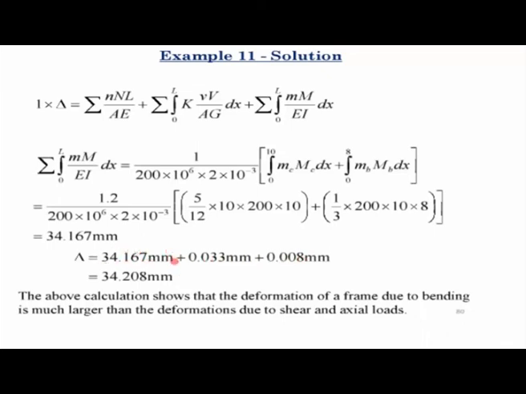Now this also gives you a chance to compare the relative values. You see the deflection due to the bending deformation is much higher than the shear deformation and the axial deformation. If you remember, during my first session I said that in beams and frames where the span is much larger than the lateral dimensions, the majority of the deflections occur due to the bending action. So this is a proof of that statement, where you can see that the order of magnitude of the bending deformation is much larger than the shear deformation and the axial deformation.